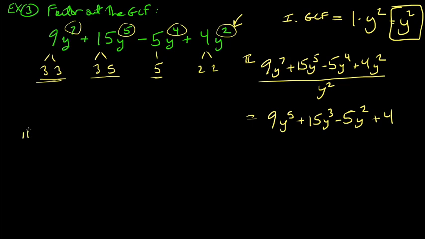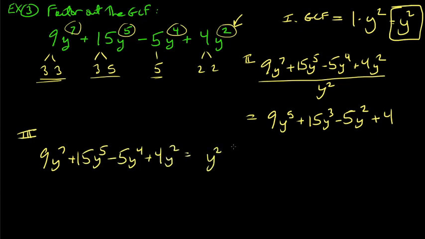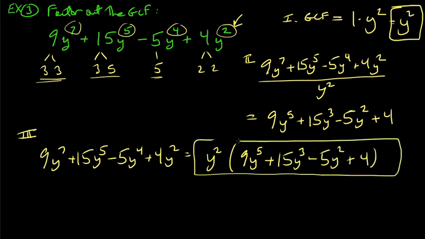So finally, in step 3, we write the original problem, 9y to the 7 plus 15y to the 5 minus 5y to the 4 plus 4y squared. So we just multiply the GCF, y squared, times the quotient, 9y to the 5 plus 15y cubed minus 5y squared plus 4. And that's it. I'll leave it to you to check. If you multiply it all out, you should get the original problem here. Even though the numbers don't have anything in common other than the 1, of course, you still factor out the variables, in this case the y squared.